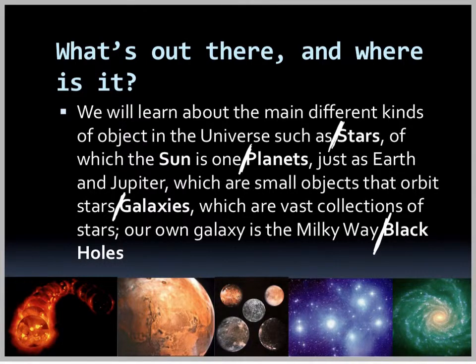So what's out there, and where is it? We're going to learn about the main different kinds of objects in the universe, such as stars, of which the Sun is one, or planets, such as Earth and Jupiter, which are small objects that orbit the stars, or galaxies, which are vast collections of stars, our own galaxy, the Milky Way, or other novel things that we might not have seen before or heard of before, like black holes or neutron stars or pulsars.